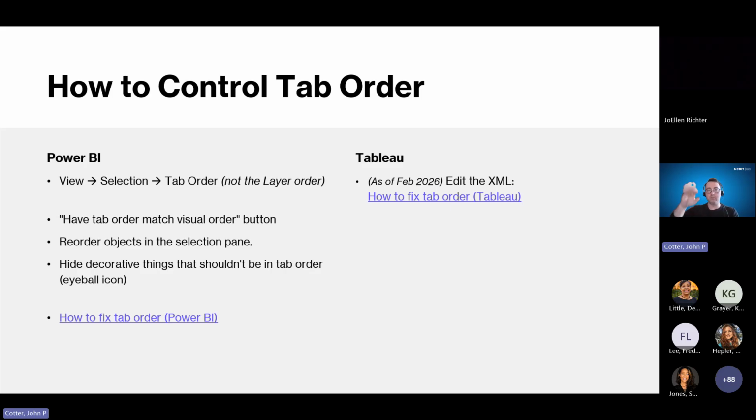And then you can fine tune elements in there. You can also hide elements that you think shouldn't be in the tab order, things like decorative objects. Anna's going to demonstrate that. Now in Tableau, it's not as easy.